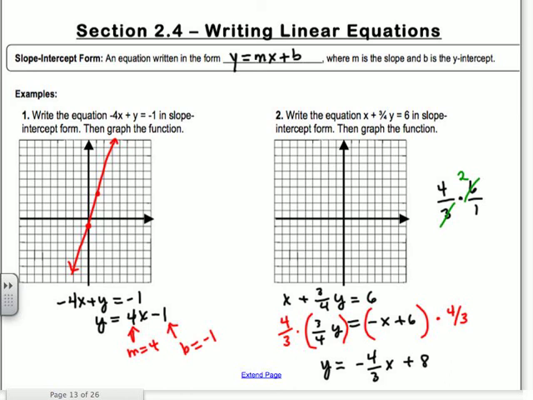Okay, so when I'm graphing this, I'm going to go up to 8. And then my slope is negative, so I should be sloping downwards in the end. So as I read it from left to right, going down. So I'm going to have -4/3, 1, 2, 3, 4 down over 1, 2, 3. And that's your graph.